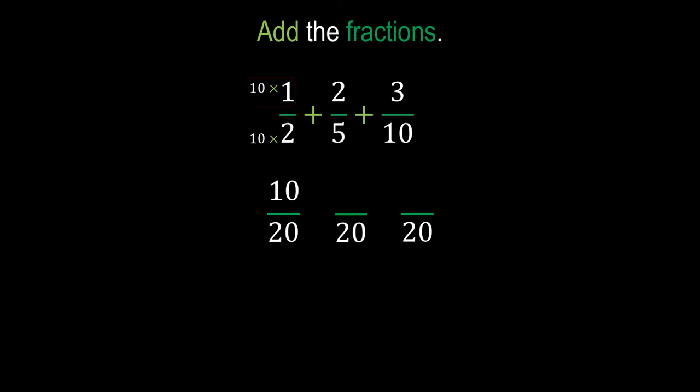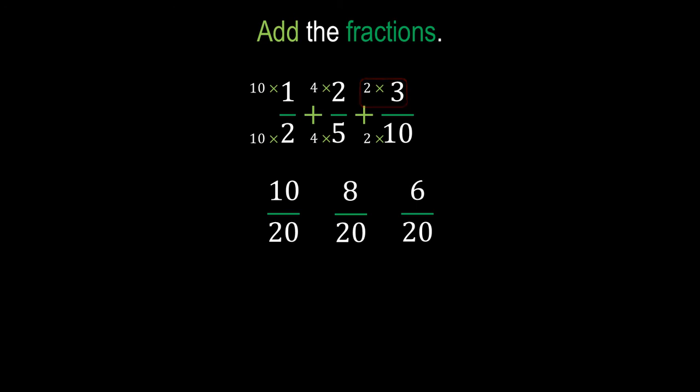Next, we look for the number which is multiplied by 5 to get 20, and that number is 4. So we multiplied the same number with the numerator. 4 times 2 equals 8. Lastly, we look for the number which is multiplied by 10 to get 20, and that number is simply 2. And so we multiplied the same number with the numerator. 2 times 3 is simply equals 6.